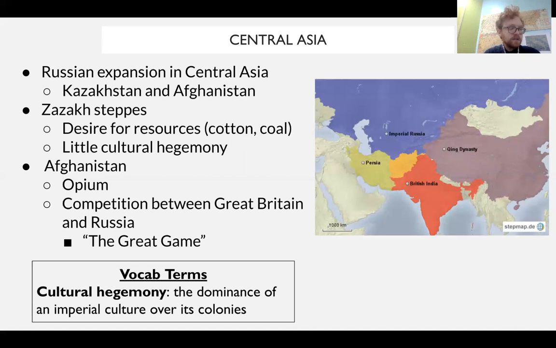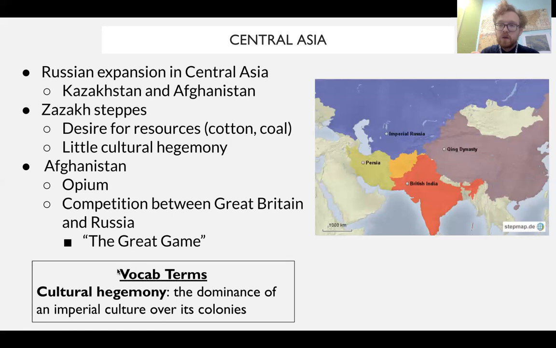We are going to see the development of plantations in Central Asia, mostly for cotton. But we're going to see little in the way of cultural hegemony enforced by the Russians. So let's break this word down real quick, because it's important to get this buzzword that we'll talk about a lot in this unit, the idea of hegemony.